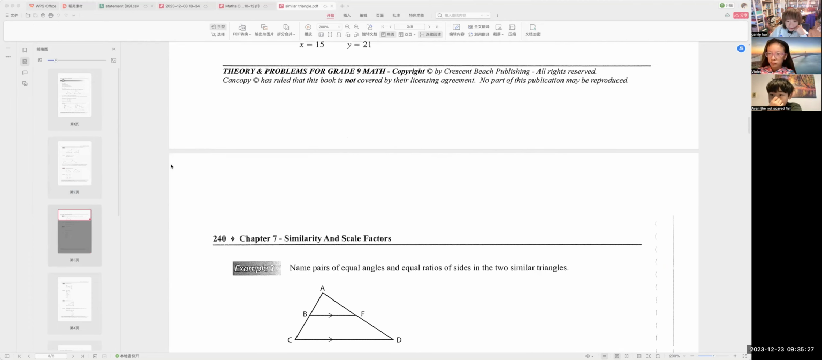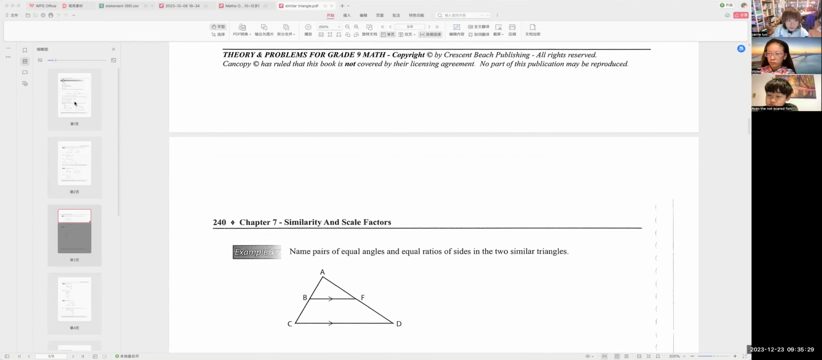Okay, let's take a look at this one. Triangles can be shown to be similar in another way too. For instance, BF is parallel to CD. This line is parallel to CD, right? So we know this angle equals this angle, and this angle equals this angle, and A equals A. So triangle ABF is similar to triangle ACD.